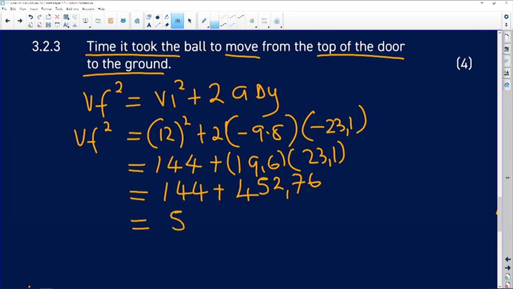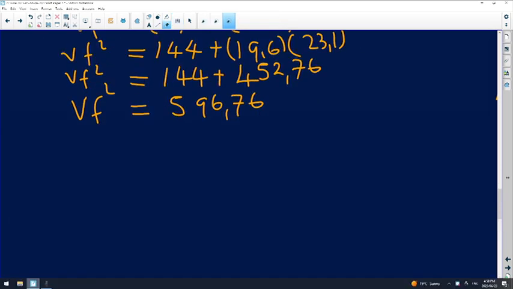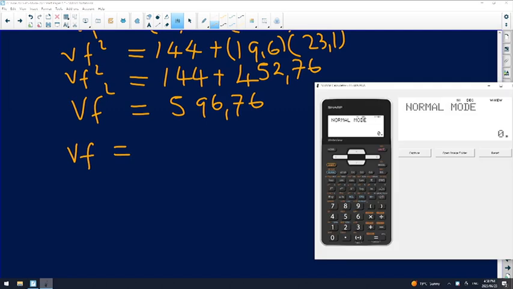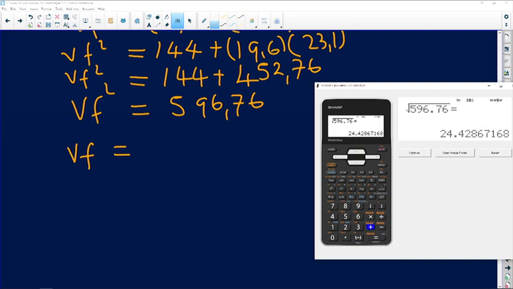So what do we have there? We have 596.76. Don't forget that we have vf squared here. Our vf squared here, we just square root there, 596.76. So our vf will then be, we go to our calculator and say square root of 596.76. What do we then get?